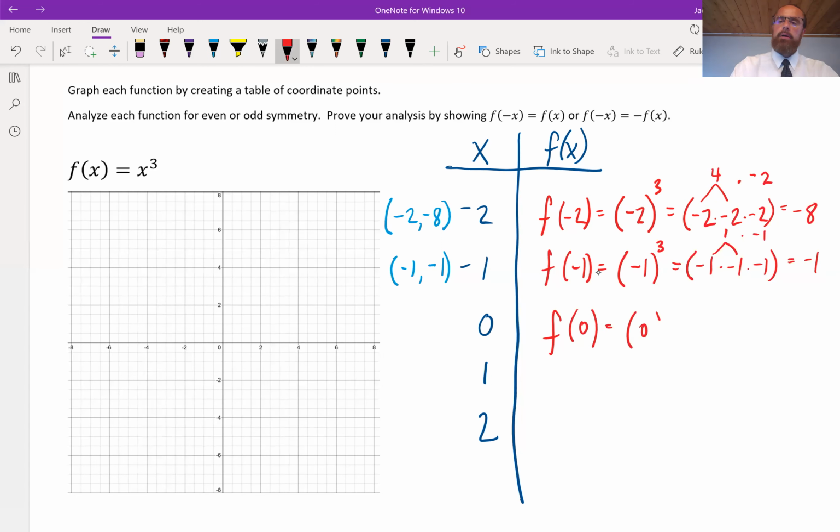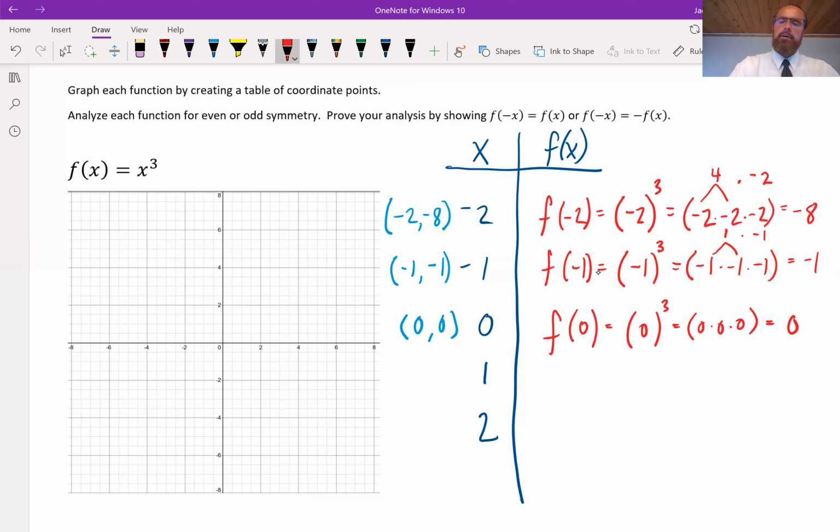Pick up with f at 0 is 0 to the power of 3, which is 0 times 0 times 0. And just as we've seen with 0 to the power of 6, we only need one of those zeros in the product to give us a result of 0. We have the point 0, 0 at the origin.